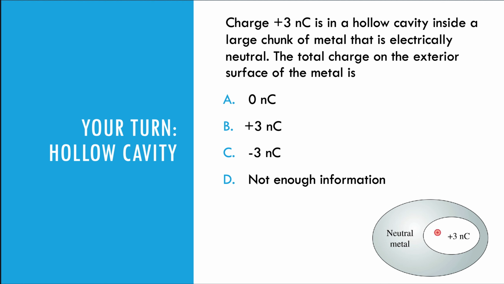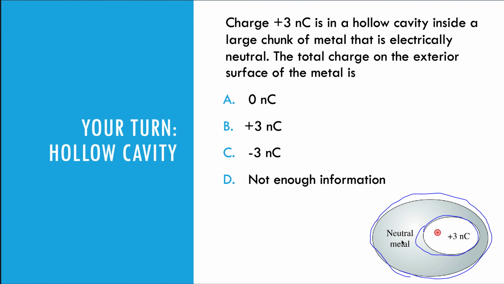Let's look at the next problem. We have a charge of plus 3 nanocoulombs in a hollow cavity inside a large chunk of metal that is electrically neutral. What is the total charge on the exterior surface of the metal? So on this surface here. Another property that we learned is that the charge is always on the surface of a conductor. In this case, there are two surfaces, an inner surface and an outer surface.